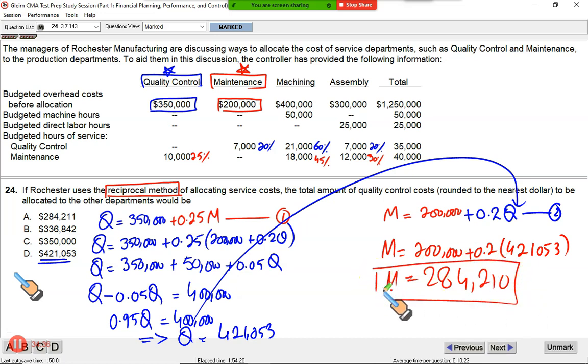Gentlemen, we are done. The cost to be reciprocated for quality control is 421,053, which is your option D, and the cost of maintenance to be reciprocated or allocated is 284,210, which is given as option A. Of course, this is not the right answer; this is for maintenance. So this is what you will be required to do on the exam at maximum. You will be required to construct the equations and solve these two equations simultaneously.